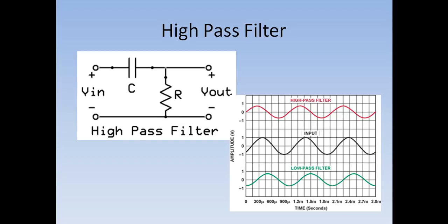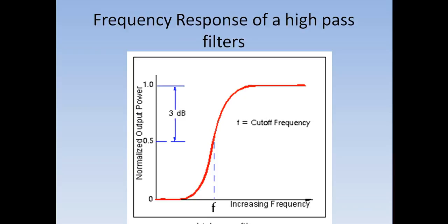So high pass filter. What is a high pass filter? A high pass filter passes high frequencies and rejects low frequencies, as opposed to the low pass filter, which is the opposite of this. A diagram of the high pass filter is given right here, and the input versus output graphs of the high pass filter are also given. Here is the frequency response of a high pass filter, which is shown via a graph of output power versus increasing frequency.